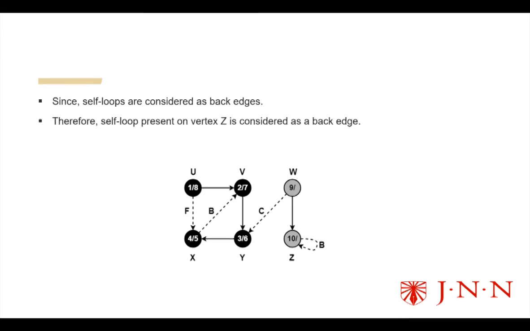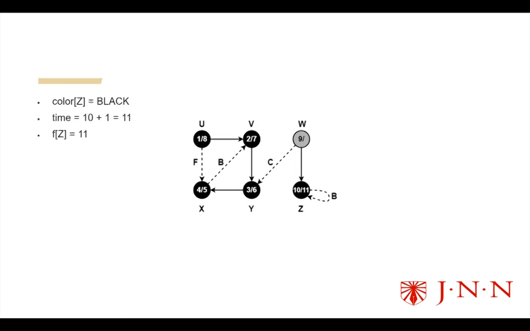Here the node contains a self edge. A self edge is also considered a back edge. So that's why it is noted with the variable b. So what happens is that the back edge is also counted, the color is now turned black, and the time unit is incremented to 11. That is the final processed time unit of that vertex. Now it is 11.